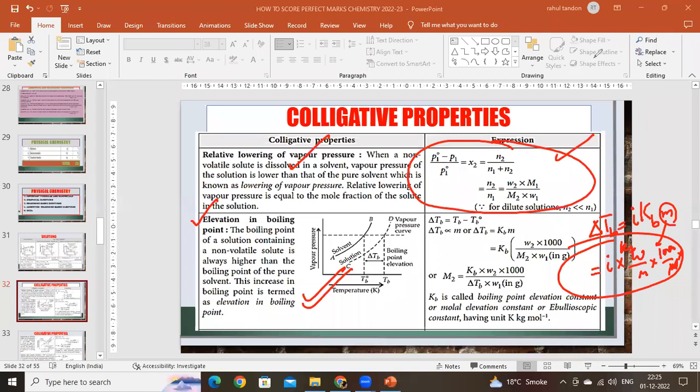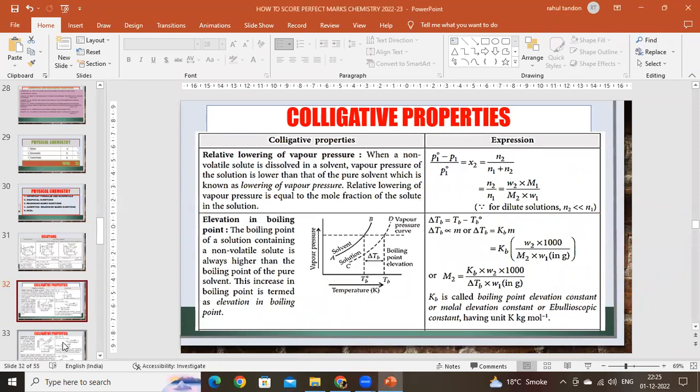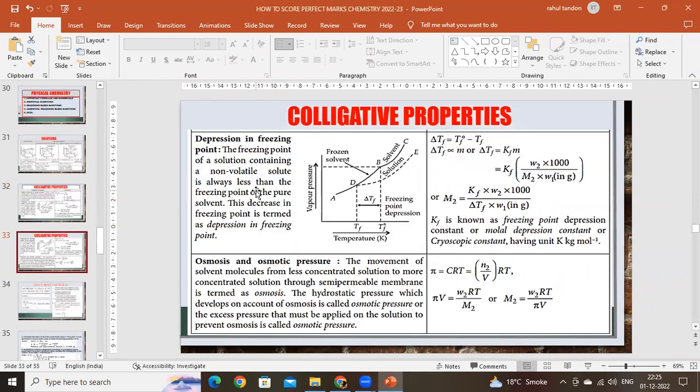So these are the two colligative properties that we have already done. The next colligative property is depression in freezing point, where we write delta TF is equal to KFM when we take up a non-electrolyte, which includes your sugar, urea, etc. But if we are considering an electrolyte, that will be equal to iKFM.